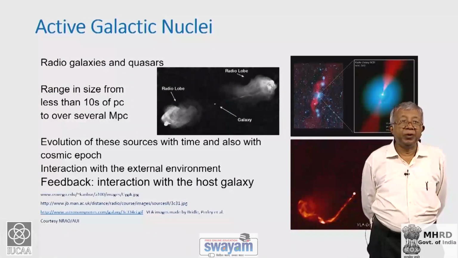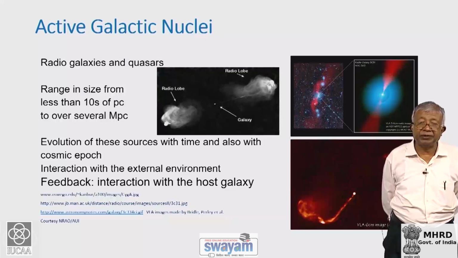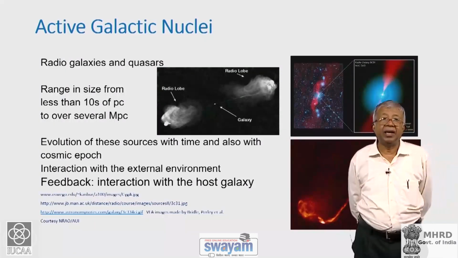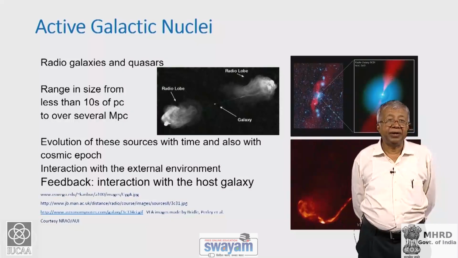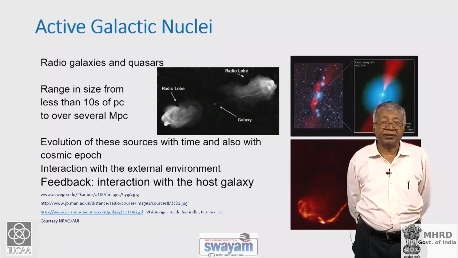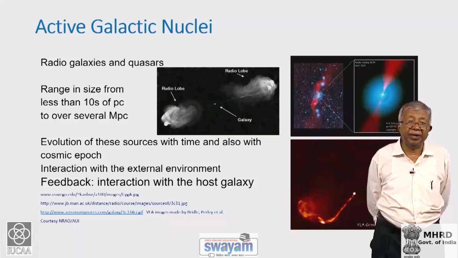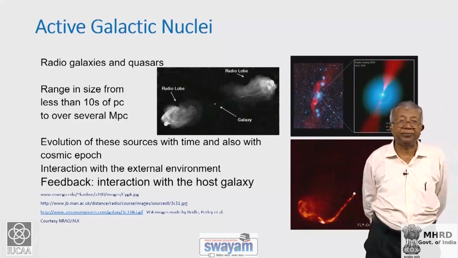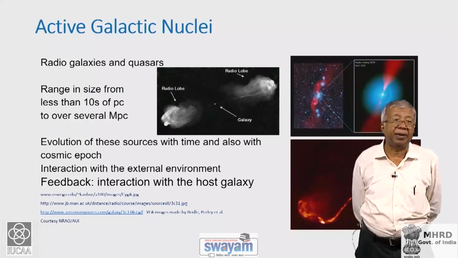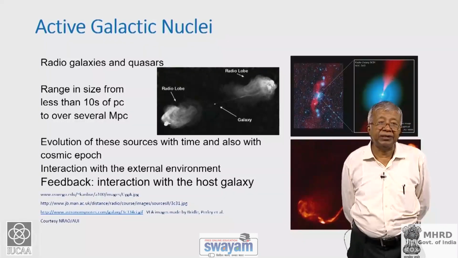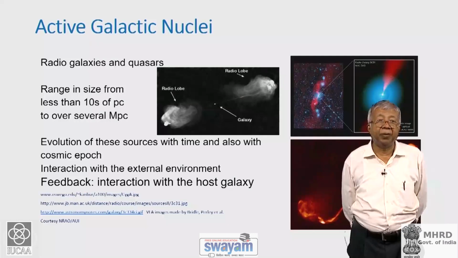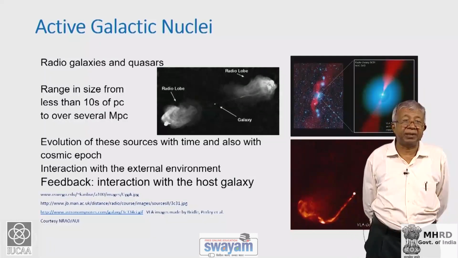For the last part of today's talk, we'll look at radio galaxies and quasars in a little bit more detail. They range in size from less than tenths of a parsec, buried right within the nuclear regions of active galaxies, to over several megaparsecs in size. It's important to understand the evolution of these sources, both with time and also with cosmic epoch.